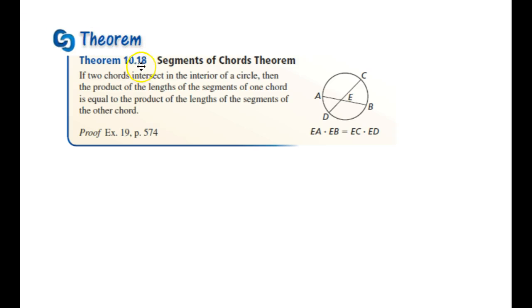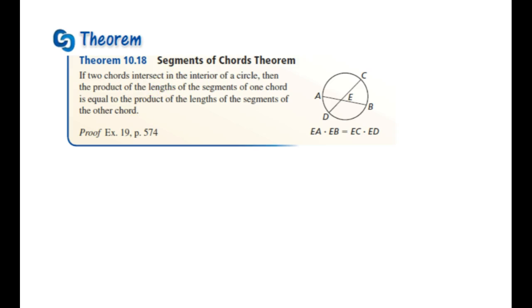So here's our first theorem, the segments of chords theorem. If two chords intersect inside a circle, then the product of the lengths of the segments of one is equal to the product of the lengths of the segments of the other. If I look at these two chords here, I know that EA times EB, those two pieces multiplied together, equals EC times ED, the two pieces of the other chord multiplied together.